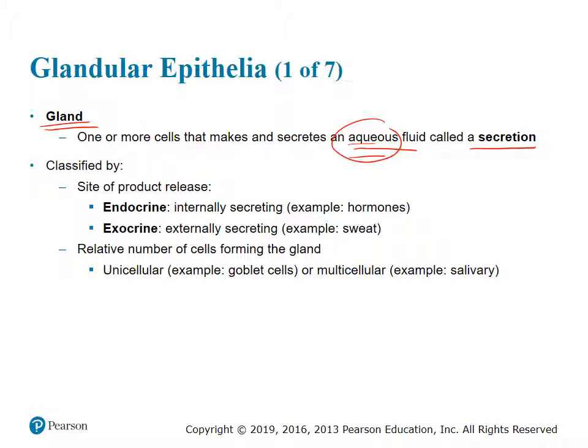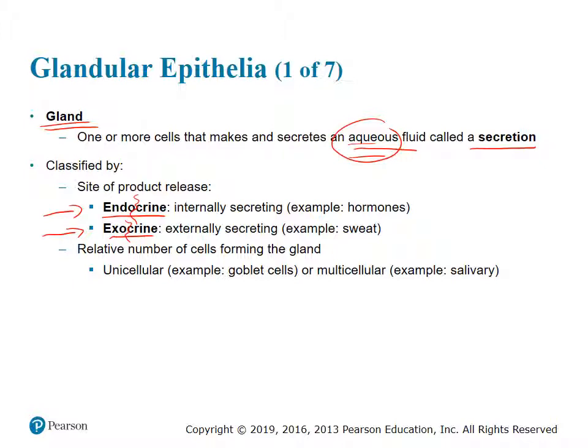Now, we can classify it as far as where we secrete it. And this talks about if you're an endocrine or an exocrine. The reason I stress that is exo versus endo describes where the site is. Endo means inside, internal secretions, and exo means external secretions. Okay?